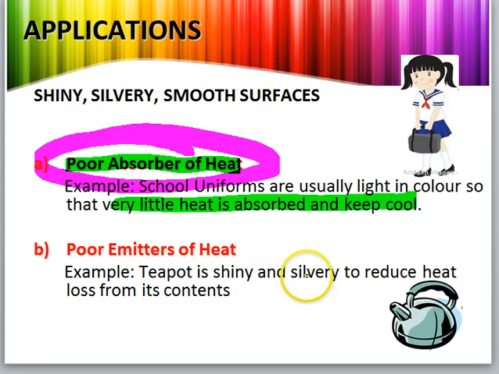Next one. A teapot is generally shiny and silver because we want to reduce the heat loss from the content. Silver and shiny surfaces are poor emitters of heat. Your teapot here, you generally want them to retain the heat, correct? You don't want them to lose the heat so easily. So we make them shiny and silvery so that the heat is not lost to the surroundings so fast.